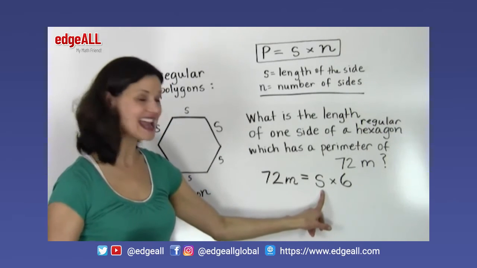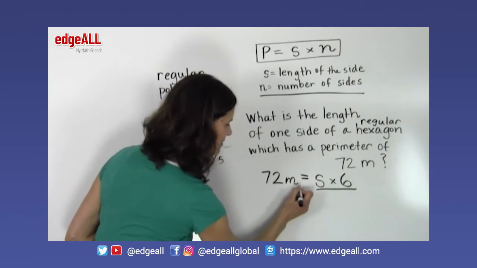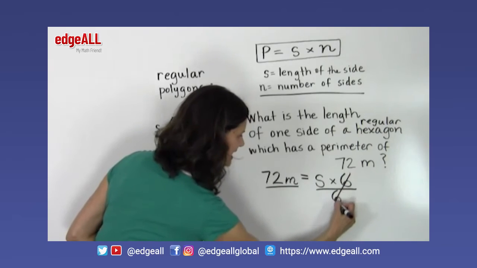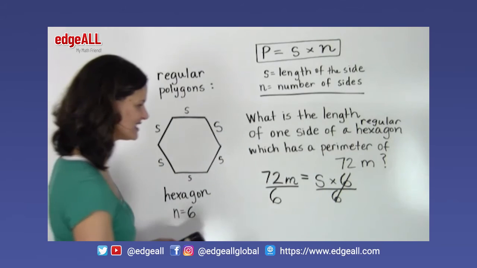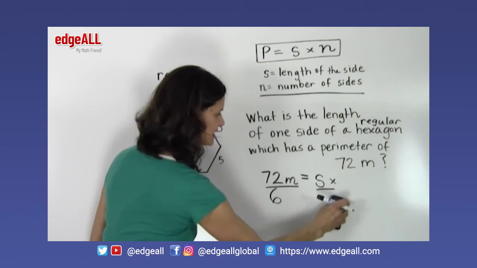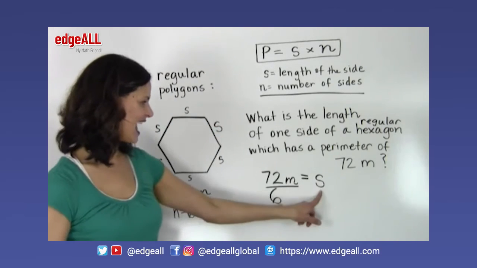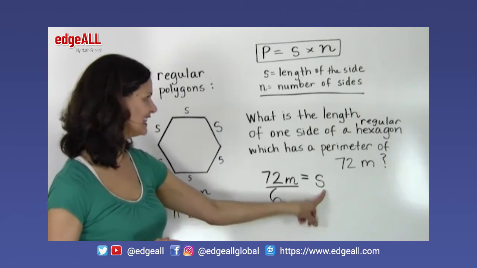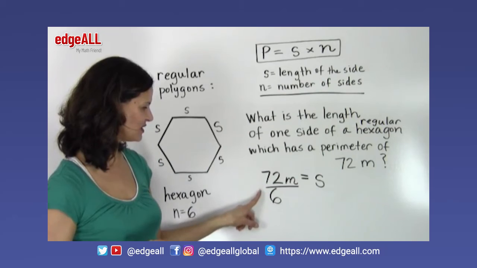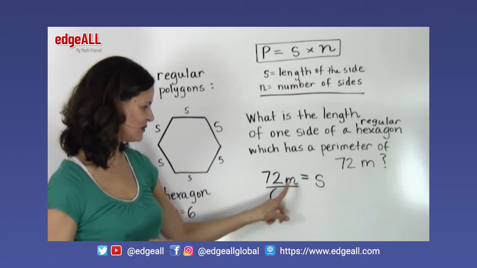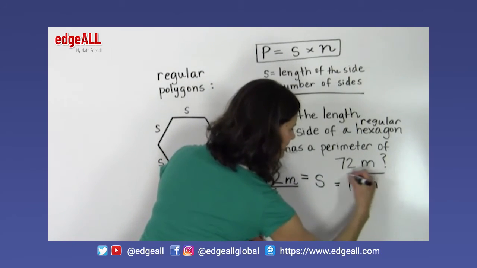So in order to find the measurement of one of those sides, we know that we need to divide both sides of our equation by 6. And so in order for me to find what S equals, I can get rid of these 6's here. Now I have S all alone by itself on one side of the equal sign, and I've now solved for S, or the length of one of the sides. And I know that it's simply 72 divided by 6, 72 meters divided by 6, which equals 12 meters.